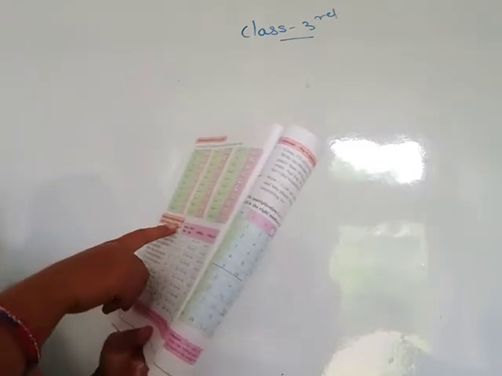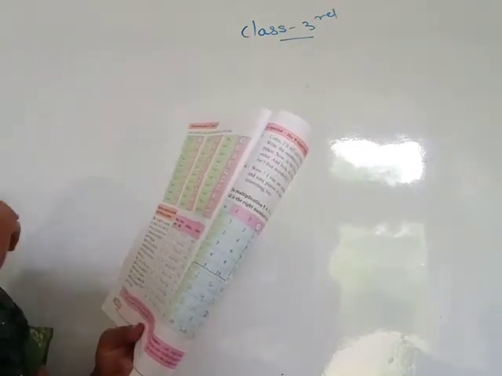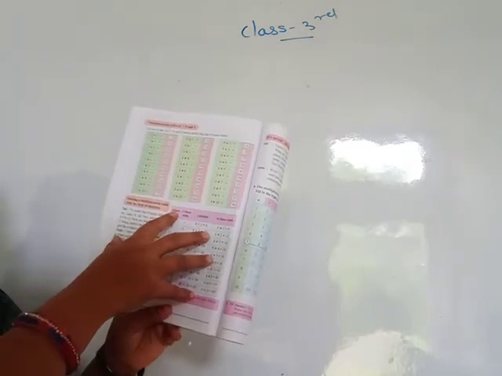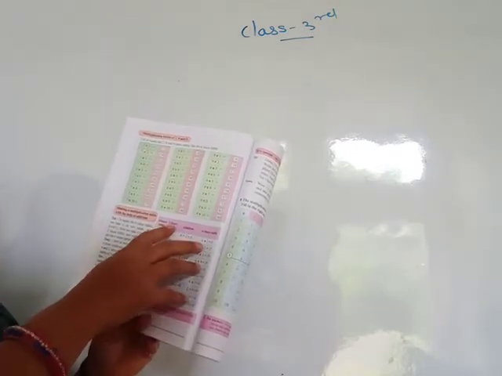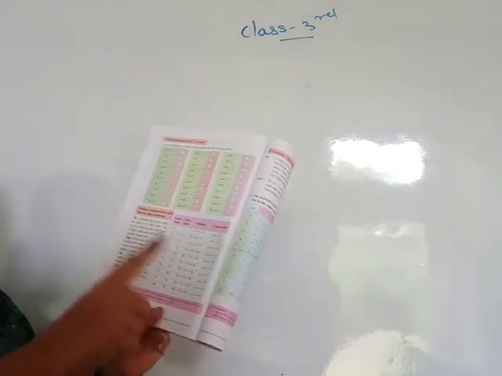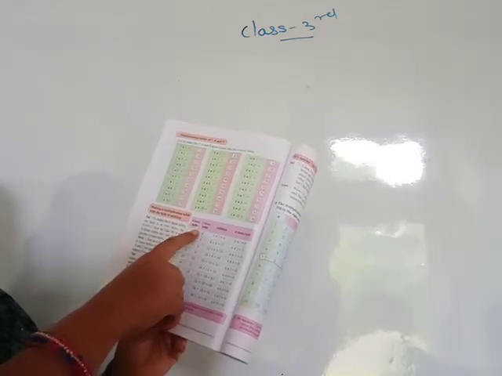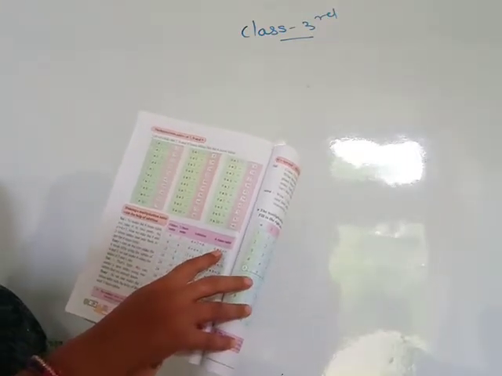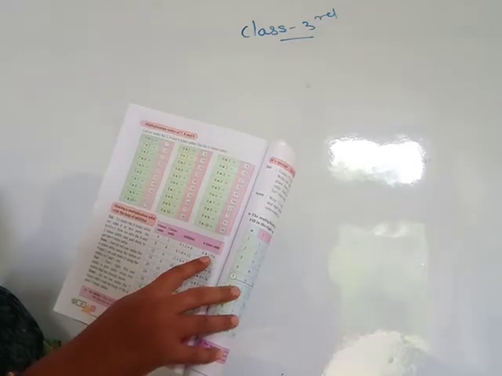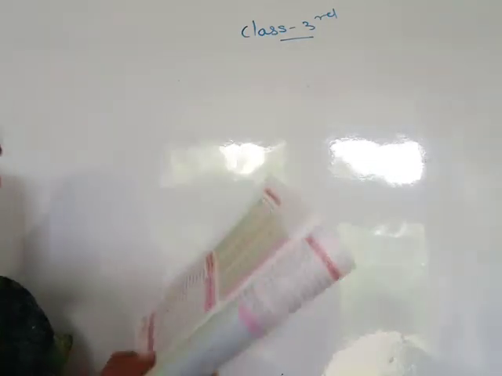Making a multiplication table with the help of addition. So here the 4 times table is given and the 2 times table is given. When you add this 4 times table and 2 times table, then you will get this 6 times table.